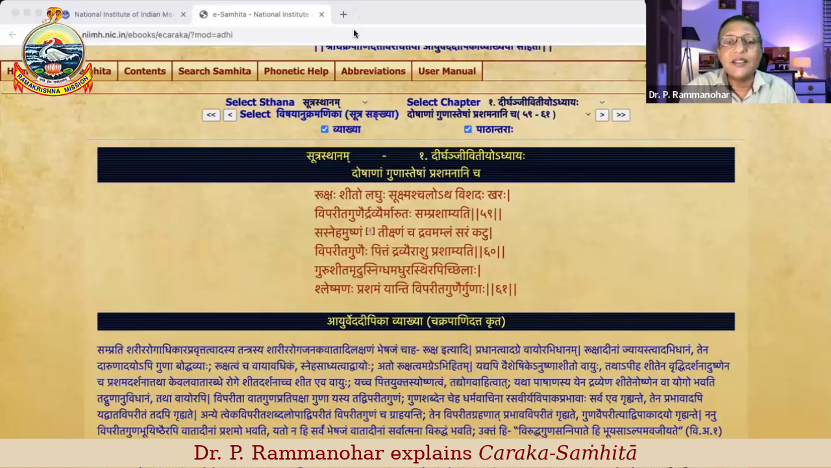Yes, Snigdha plus Shita is Kapha. Shita plus Ruksha is Vata. And Snigdha plus Ushna is Pitta. Snigdha plus Ushna is Pitta. And Ruksha plus Ushna is Agni.